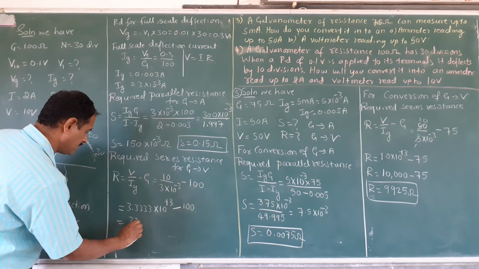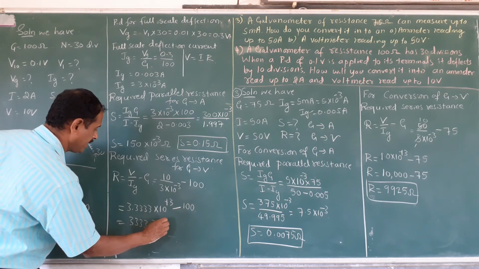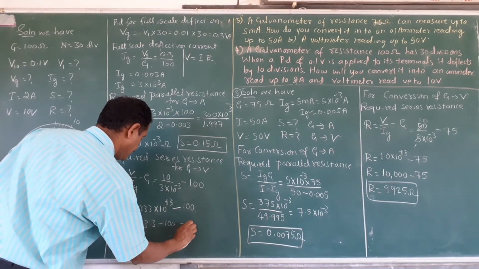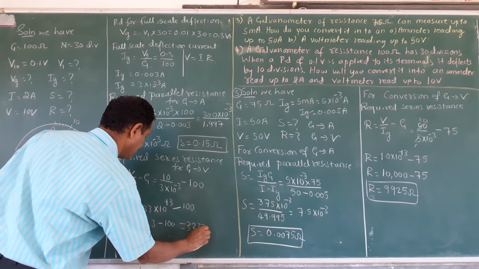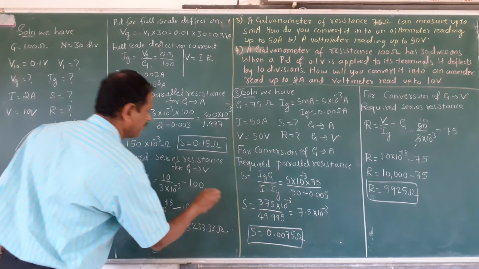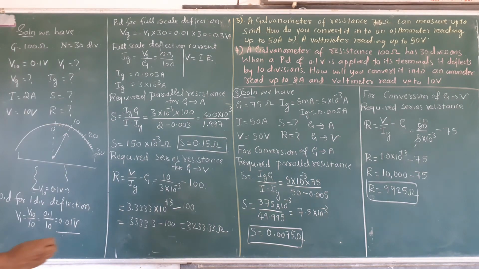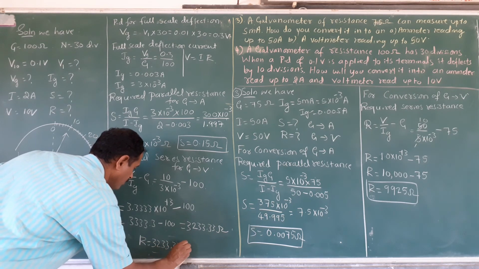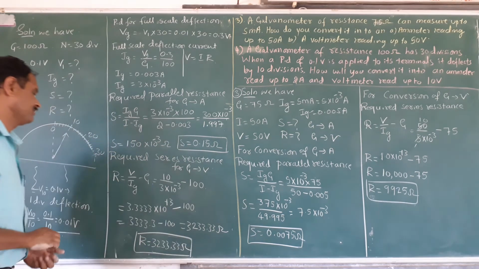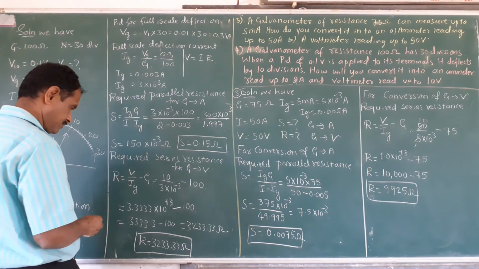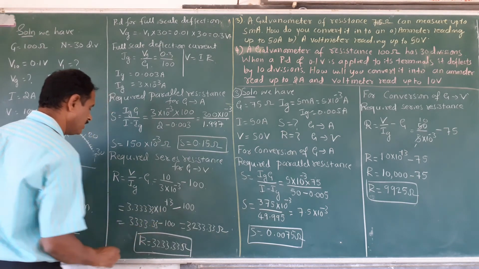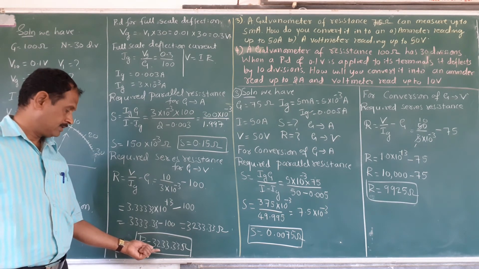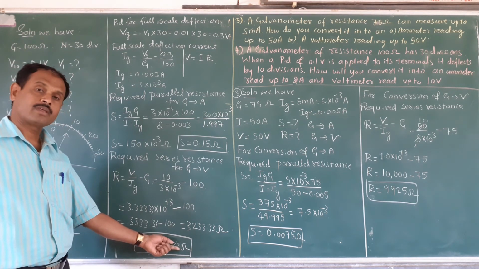3333.3 minus 100. This is equal to how much you got? 3233.33 ohm. So R is equal to 3233.33 ohm resistance, high resistance.